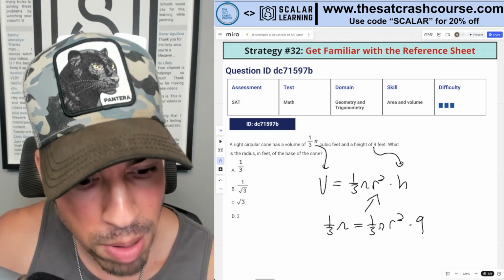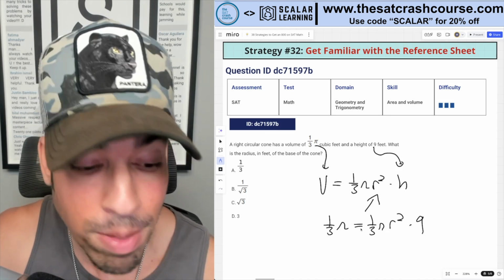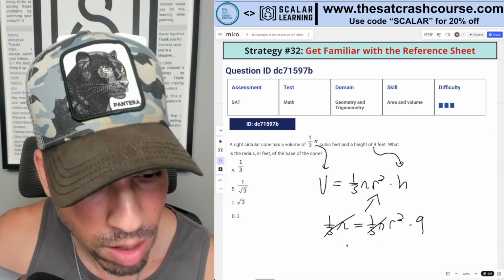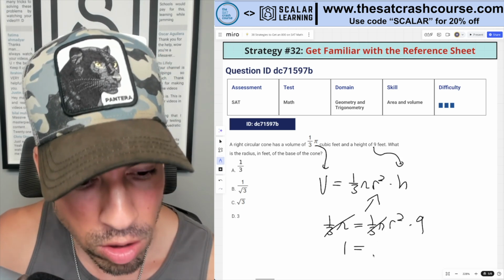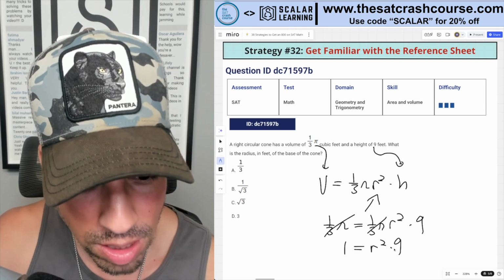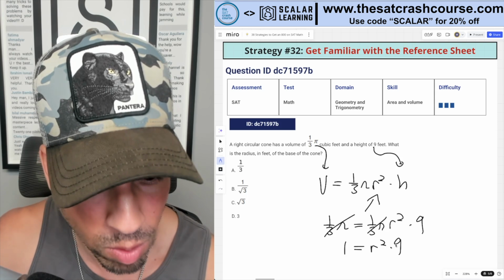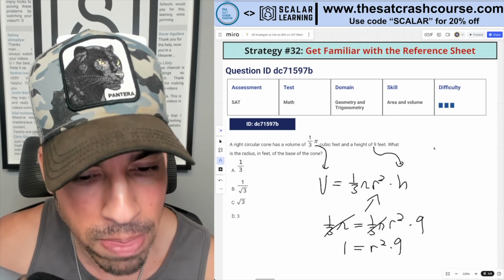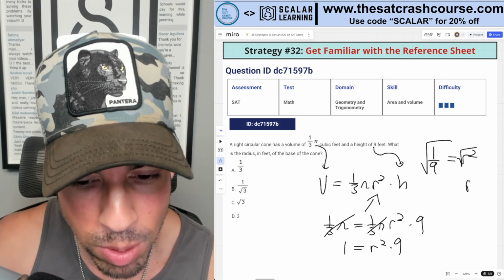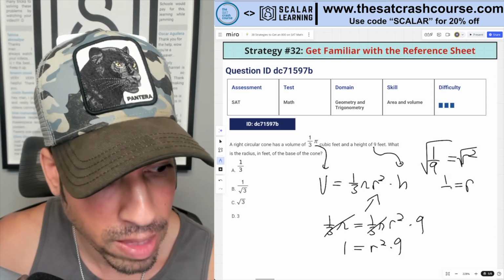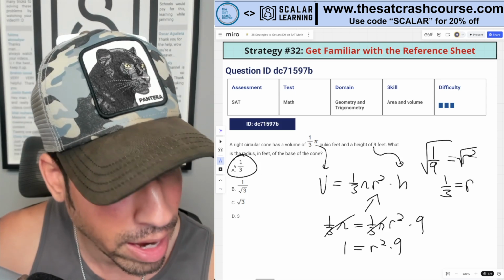So now I got 1/3 pi and 1/3 pi on both sides. Divide by 1/3 pi and we get 1 on the left-hand side. And that goes away there because it's just 1. And so we get simply r squared times 9. And now we need to solve for r, right? So I'm going to divide both sides by 9, and I get 1/9 equals r squared. Last but not least, take the square root of both sides. The square root of 1/9 is 1/3, which means A is the winner.